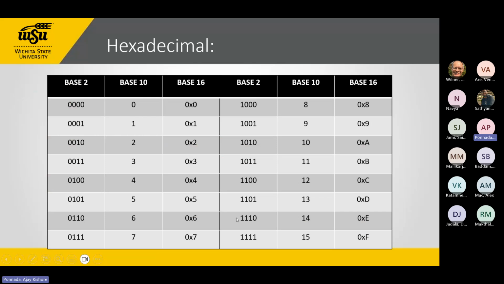Decimal you have 0 to 9. Binary is 0 to 1. And base 16 we're going to have till F, that's 15, 0 to 15. So we know this already. This is just to give you a glimpse.